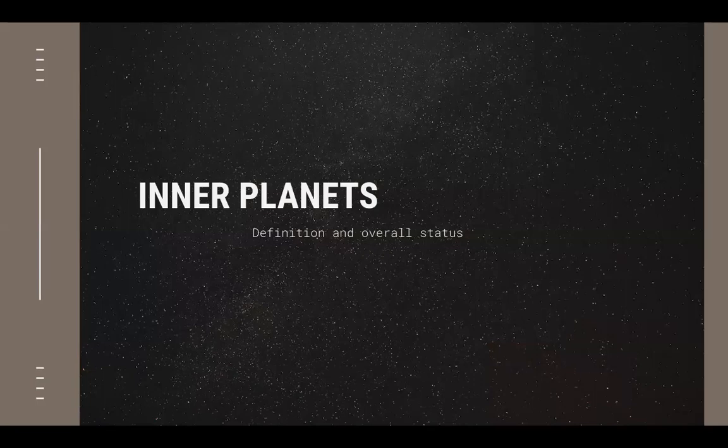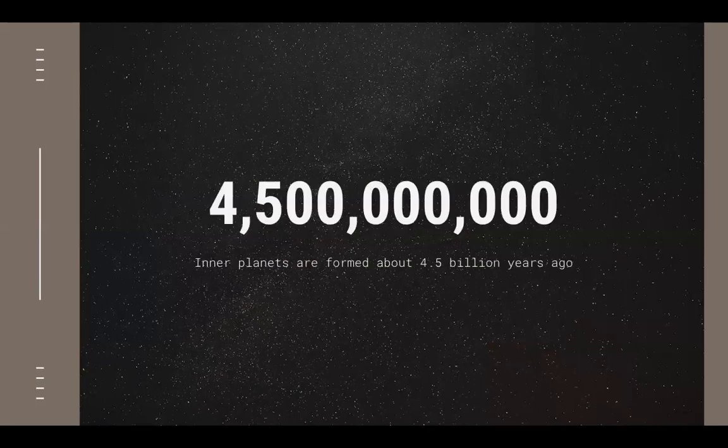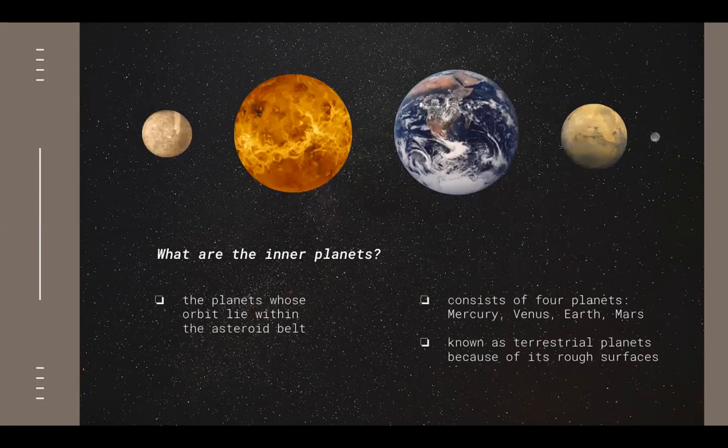This is the inner planets. We will talk about their definition and overall status. The inner planets formed about 4.5 billion years ago, and Venus and Mercury first formed when gravity pulled swirling gases and dust together to form the first and second planets from the sun. Inner planets are the planets that are closer to the sun and orbit within the asteroid belt, and they are also known as the terrestrial planets because of their rocky surfaces.